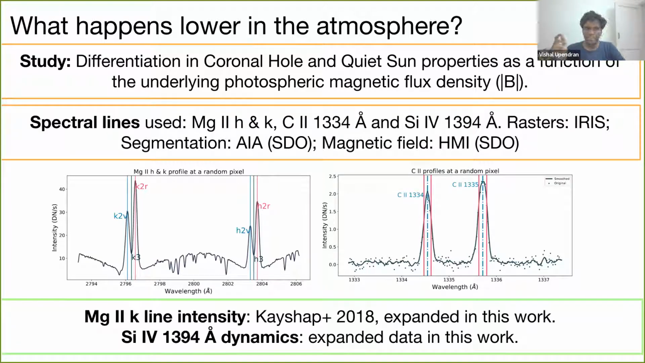Now, a word of note is that the magnesium 2 K line was studied in detail. The intensity alone was studied in detail by Pradeep Kashyap and collaborators. But we have taken the K, H lines and the intensities and velocities and have expanded on this work. And as I've already mentioned, the silicon 4 line was studied by Durgesh and collaborators, but we have extra data which increases the statistical significance of these results.